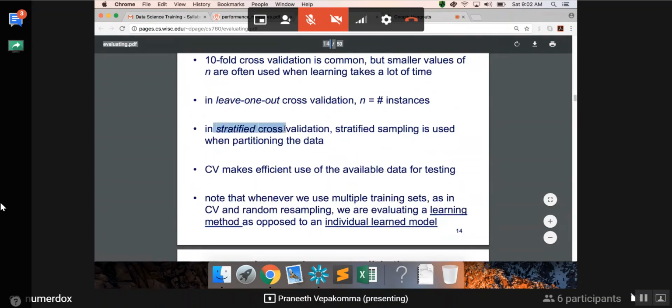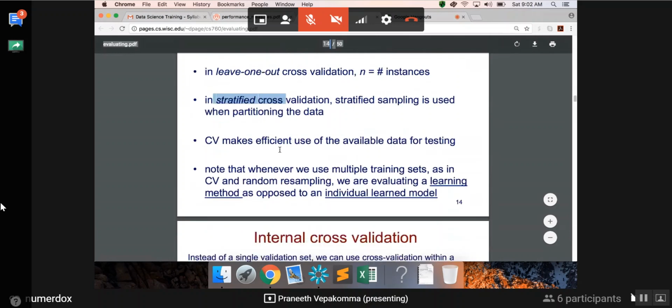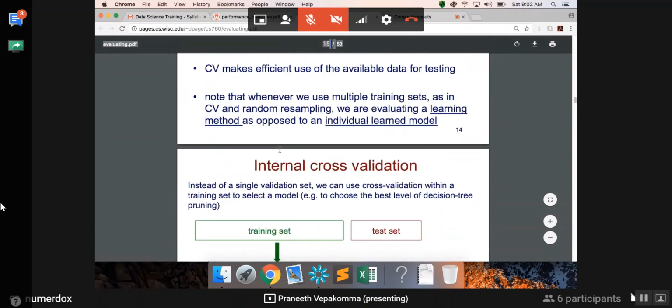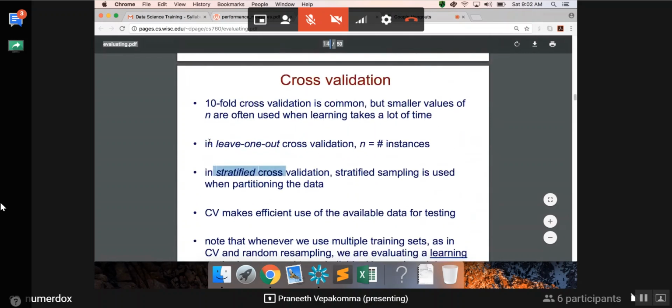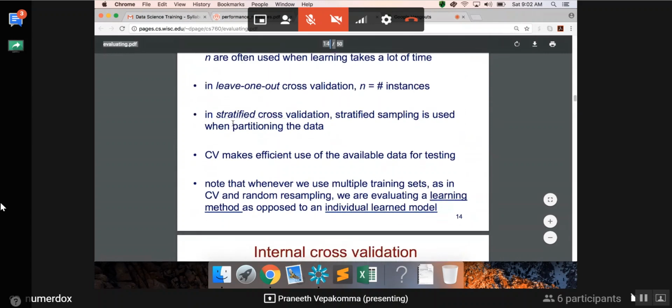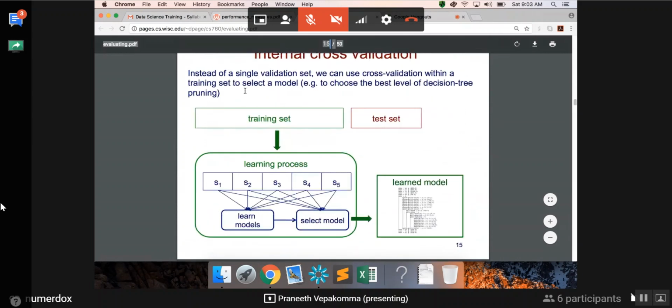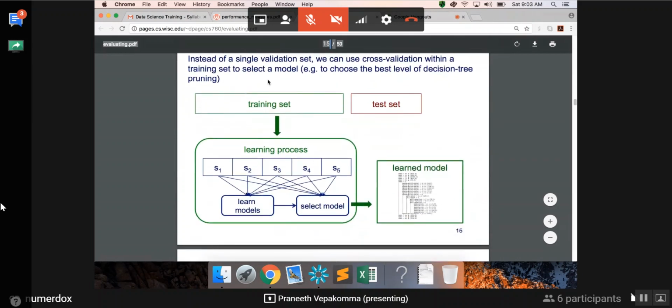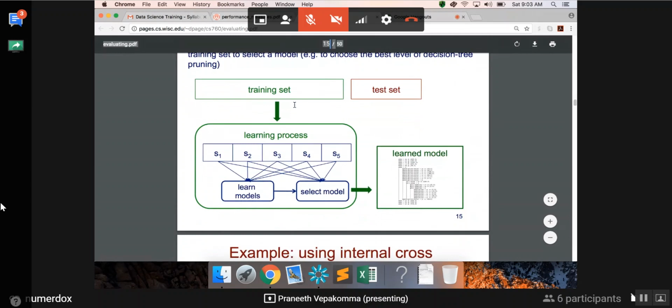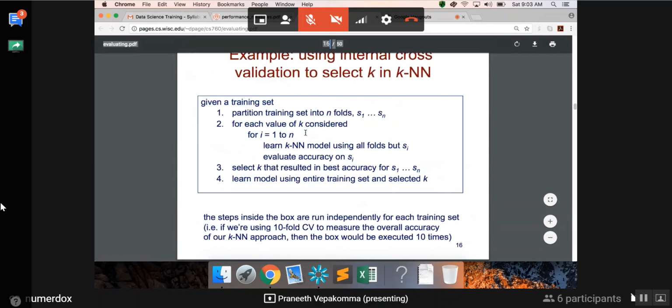Stratified is used in unbalanced situations, when your classes are unbalanced. And literally in your Python and R function calls, you have these options of what kind of cross-validation you want to do when you do a function call. So it's good to understand what's happening internally. We've studied what happens internally in terms of cross-validation. We do the train and test.